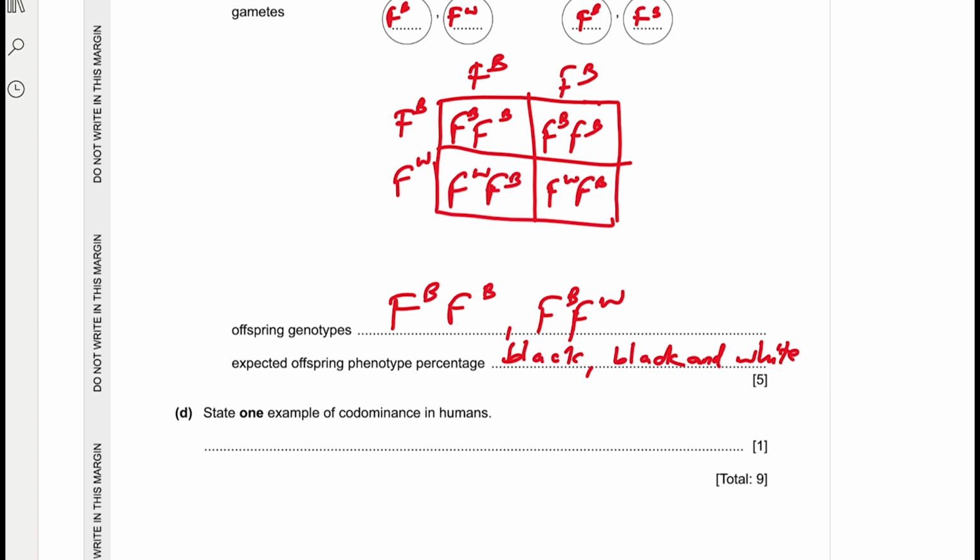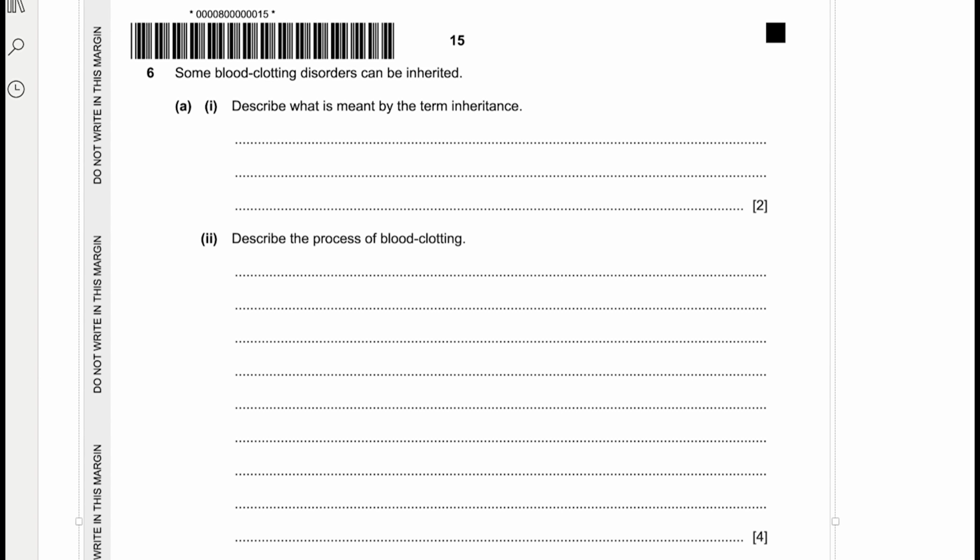Alright, state one example of codominance in humans. Okay, one example of codominance that we can see in humans is ABO blood groups. Example, blood group AB. It's a very good example. Alright, then we move to the next question. Some blood clotting disorders can be inherited. Describe what is meant by the term inheritance.